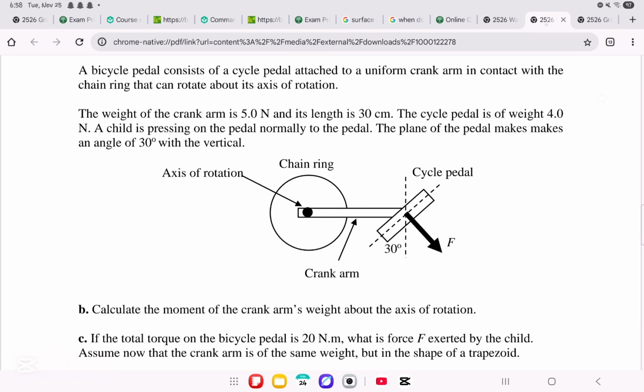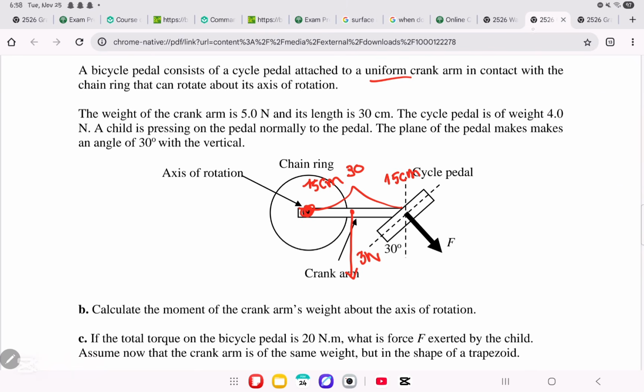Anyways, they said in part B, calculate the moment of the crank arm's weight about the axis of rotation. Very important. They said that the crank arm is uniform, meaning the weight is going to be at the geometrical center over here. How much is the weight? It is 5 newtons. And what is the length of the crank arm? It's 30 centimeters. So that means this would be 15 centimeters and this would be 15 centimeters. Where's the axis of rotation? This is my axis of rotation.